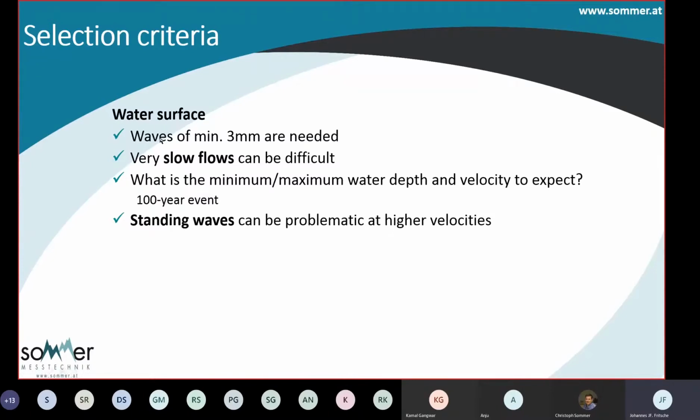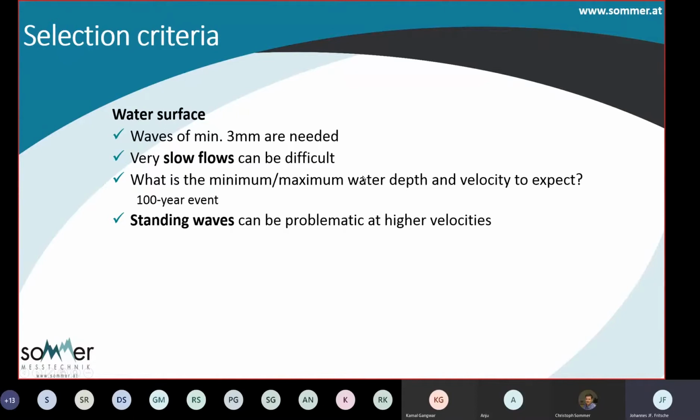And this also means that it can be difficult to measure velocity at very slow flow velocities. So you probably need about, or you can measure about 0.1 or 0.05 meters per second. And at these flow velocities, you might have very little waves. So that is what you have to consider.